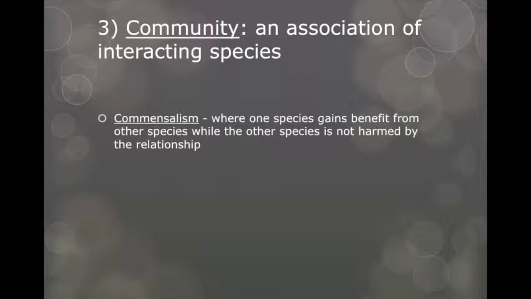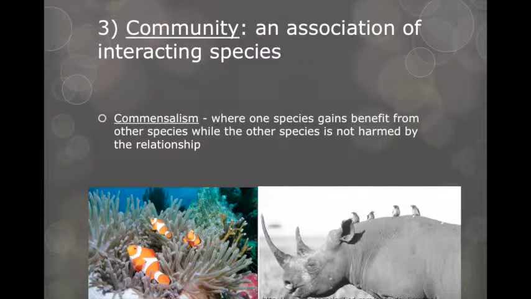Next is commensalism. This is where one species gains benefit from the other species, while the other species is neither harmed nor necessarily helped by the relationship. And often symbiosis is an example of a long-term relationship under this category. And you might be familiar with some symbiotic relationships, most notably the clownfish and sea anemone relationship represented in the bottom left. Any of you who have seen Finding Nemo probably have heard or are familiar with this.